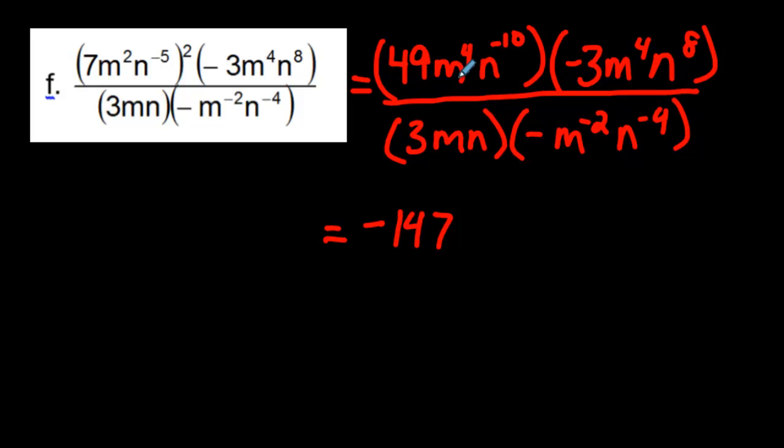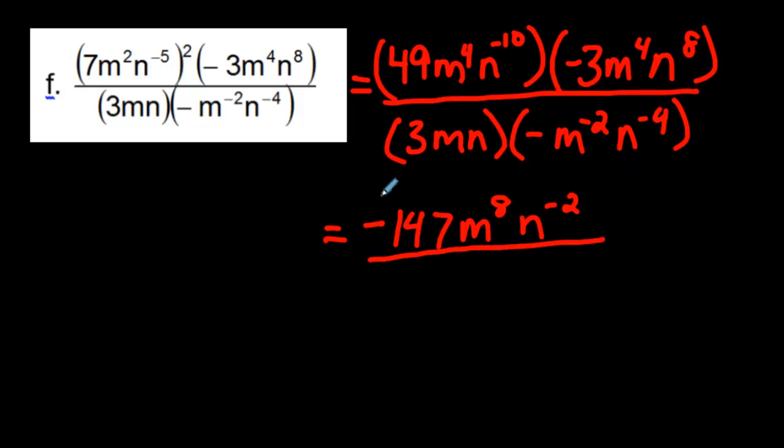Now let's multiply m to the fourth times m to the fourth. The rule is you add these two exponents right here and right here. You add them. And that's why we get m to the eighth. We have negative 10 here, and over here we have n to the power of 8. Add those two, and you're going to get n to the power of negative 2. Negative 10 plus 8 is negative 2. Alright, that's what's on top.